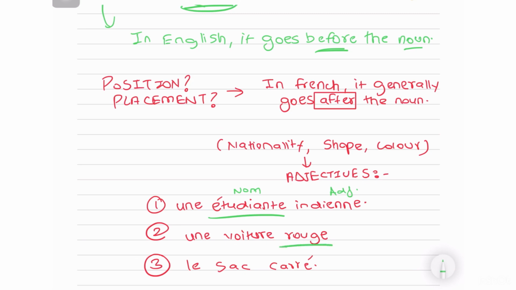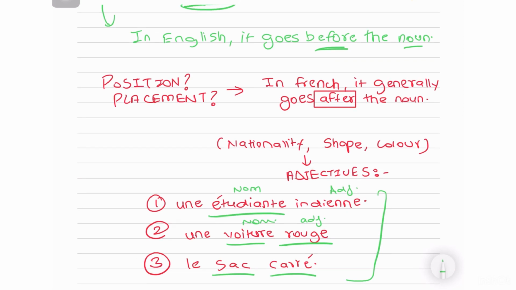Same way here, rouge is a color, and we're describing the color of the car, voiture. And in the last one, same thing, carré, square. What is square? The bag. We're describing the bag. In all three of them, where does the adjective go? It is going after the noun. Now here you'll notice I wrote generally, not always. That is, there are some cases in which the adjective can also come before the noun.